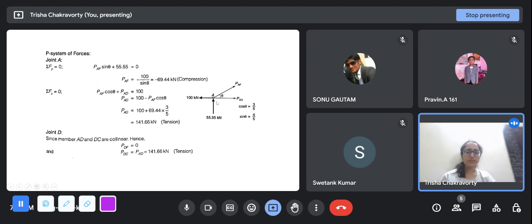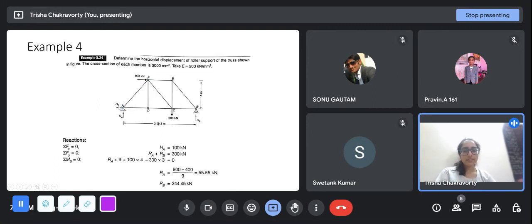PAD is oriented along the x-axis, so theta doesn't matter here. But PAF has a component in both directions, and from these two equations we already know PAF. Putting that here, we can get PAD as a tensile force of this magnitude. Now we have this force and this force.